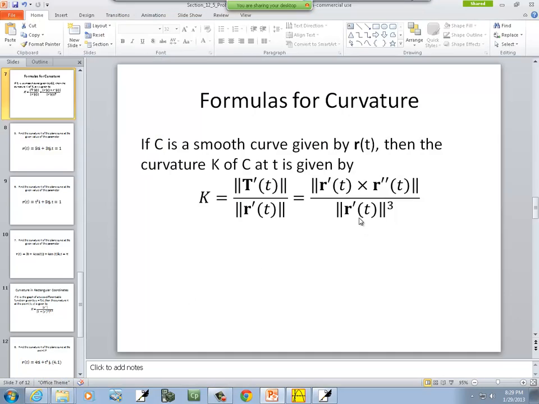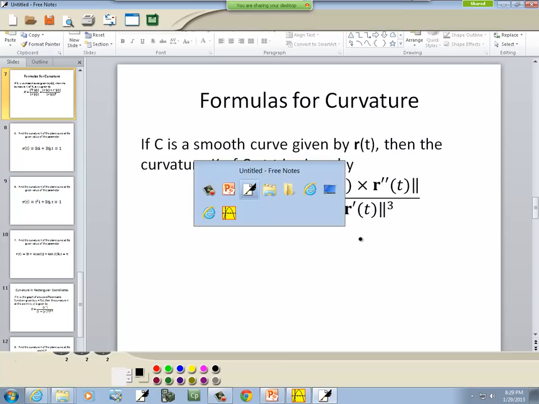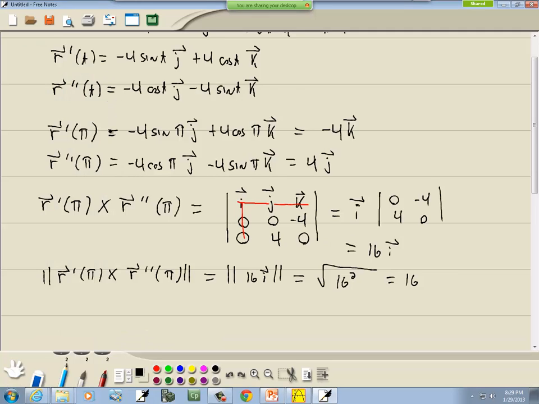Now, what's down below here? We need to find the magnitude of r prime. Well, r prime was right here. So the magnitude of r prime of pi is going to equal the square root of negative 4 squared, which is square root of 16, which gives us 4.